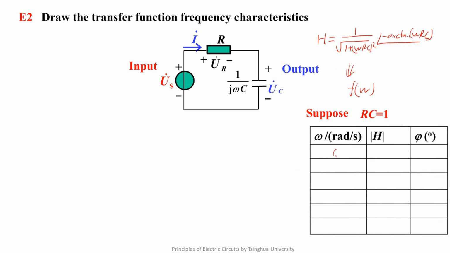You see, when omega equals 0, the module of transfer function is equal to 1, and the phase angle of the transfer function is equal to 0. When omega equals 1, the module is equal to 1 over square root of 2, that is 0.707. The phase angle is equal to minus 45 degrees. About the amplitude being equal to 0.707, we will discuss in detail in the following lectures. Please pay attention to it. Next, we can also write the value of the amplitude and phase when omega equals 5, 10, 20, 100. That is.